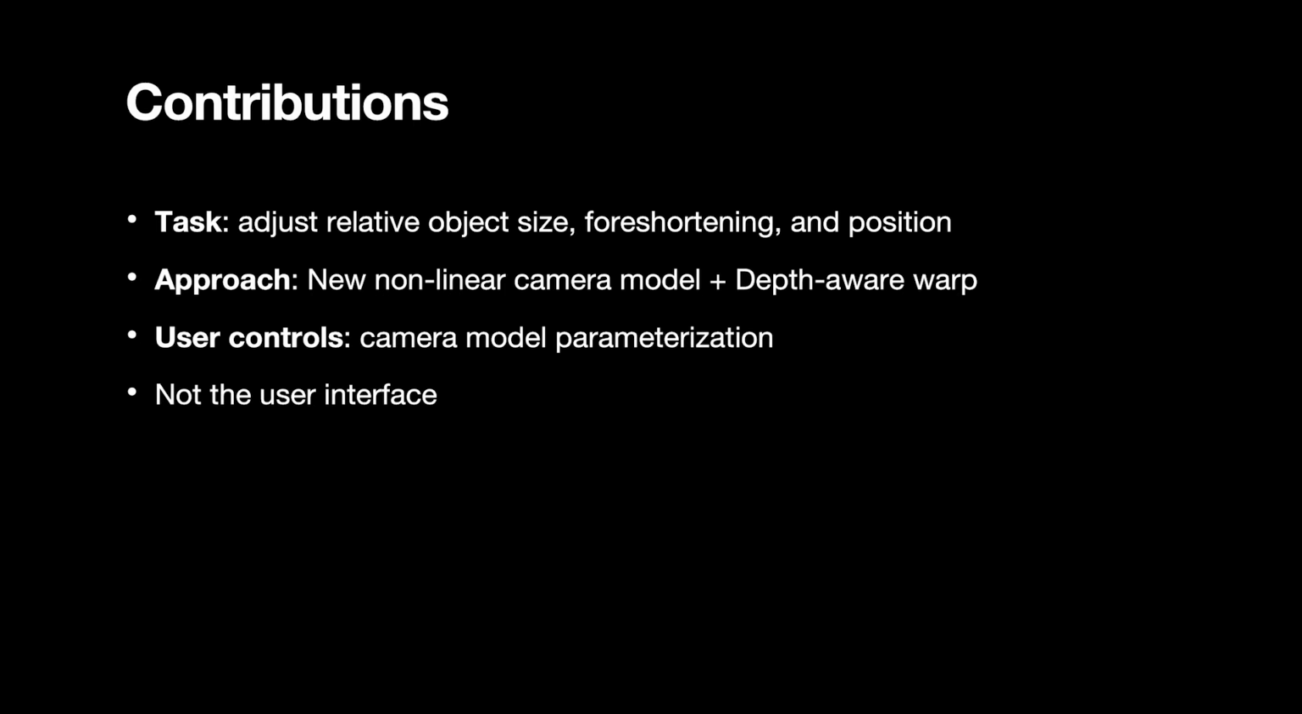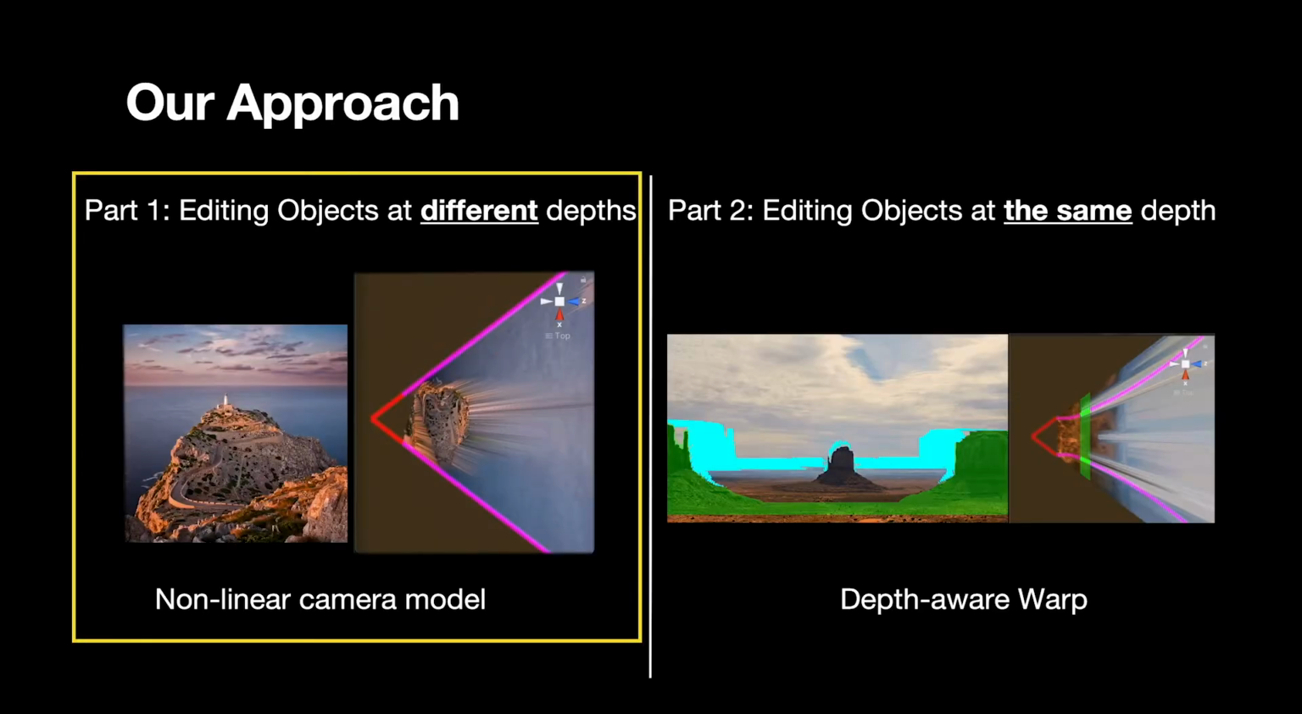warp. As part of our approach, we define a new camera model parameterization, which enables user controls specifically designed for ease of editing and maintaining spatial relationships. And finally, we want to highlight that our contribution is the alignment between the user controls and the underlying implementation, not the user interface, which may have limitations. And with that, let's take a closer look at part 1.